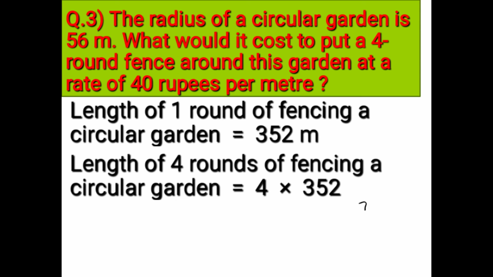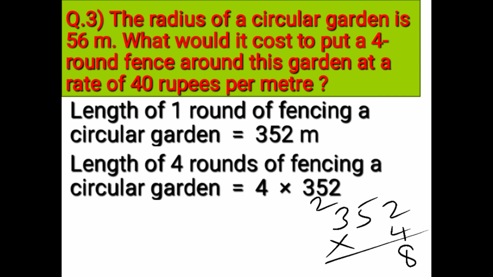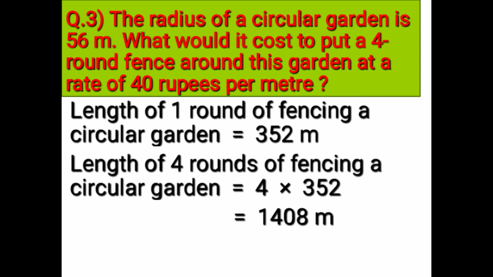Multiply 352 into 4. 4 twos are 8, 4 fives are 20, carry 2, 4 threes are 12, 12 plus 2, 14. So I am getting the answer 1408 meter. Now you have to find the cost.